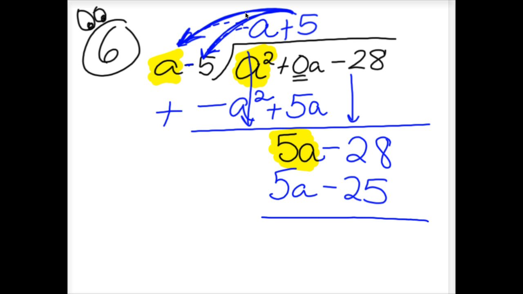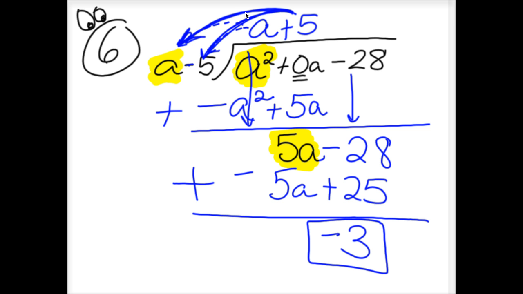What do I do when I move down a level? I subtract, but I hate to subtract. So I add the opposite. When I add those up, negative 28 plus 25 is a negative 3. I'm out of drop downs. I've hit my remainder.